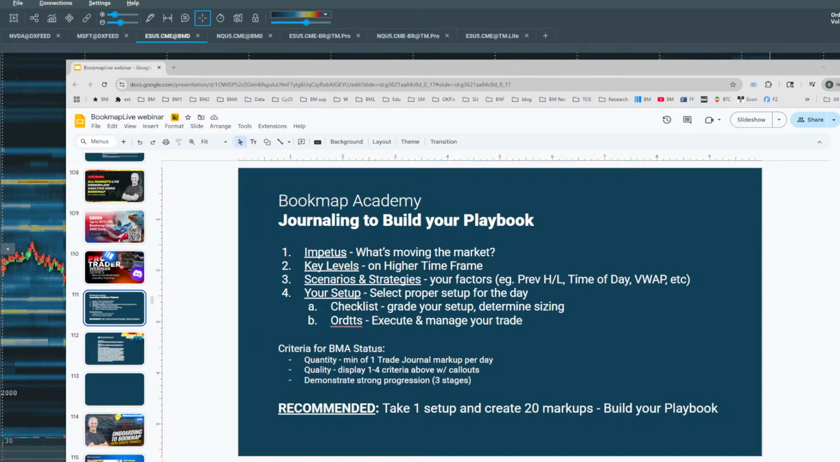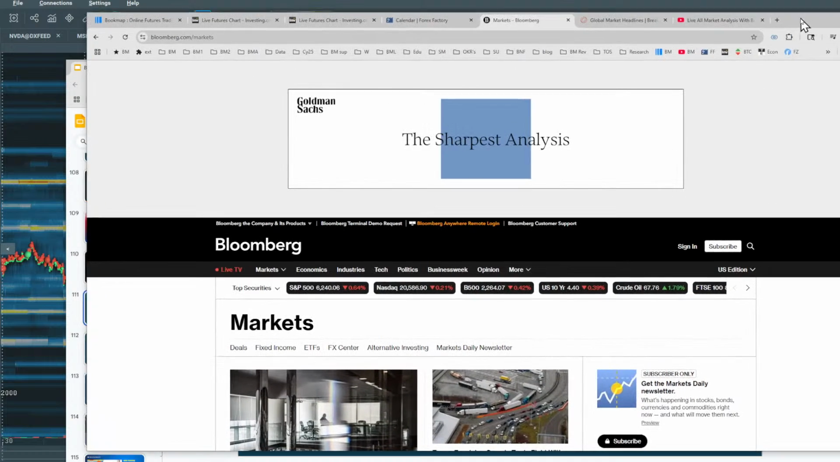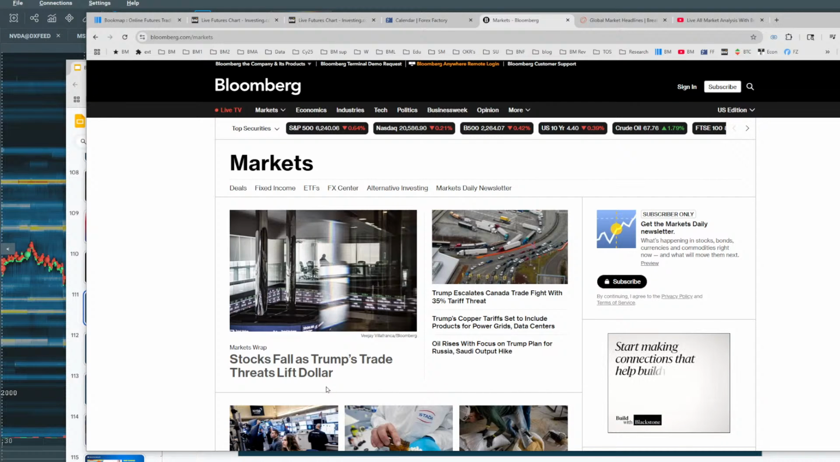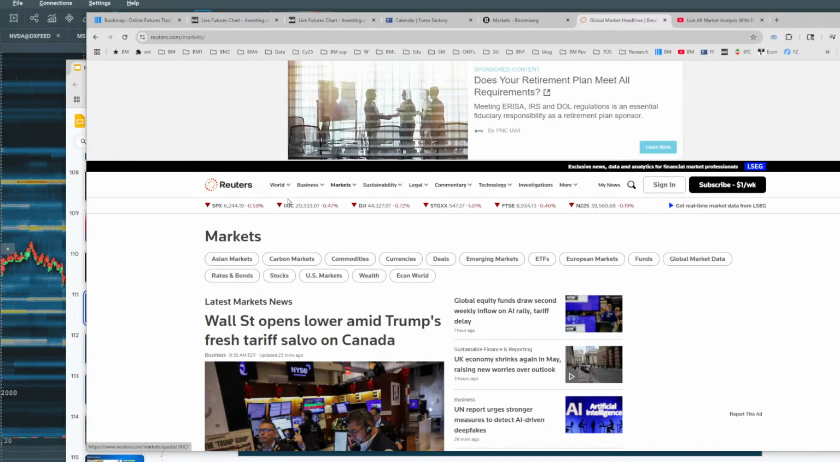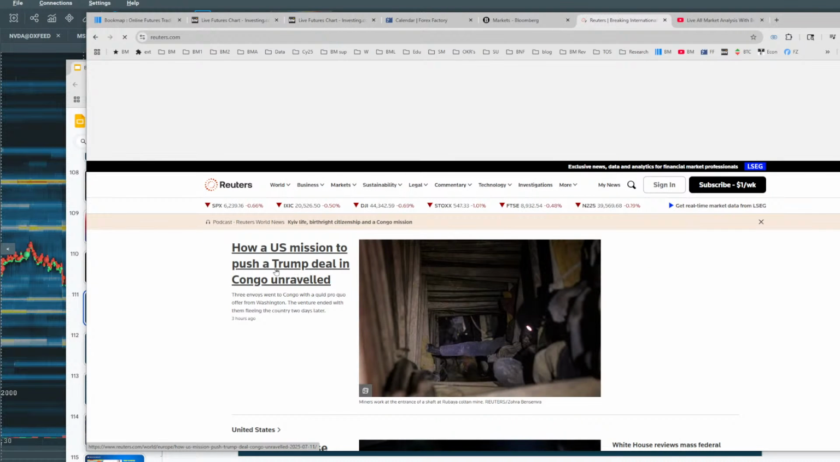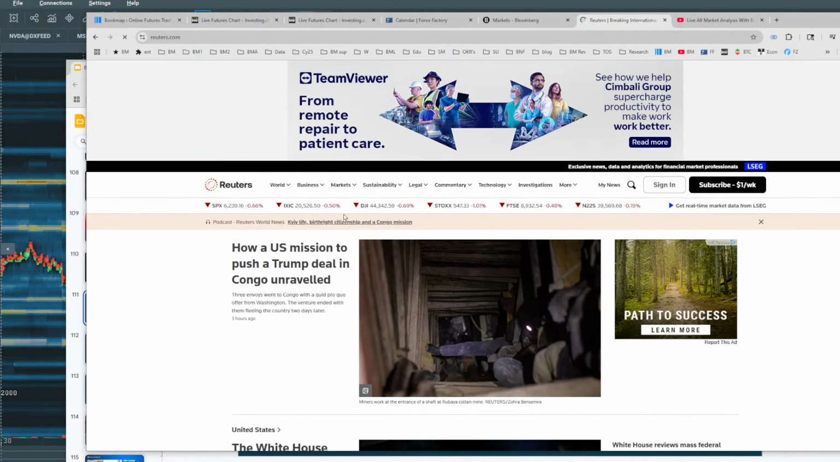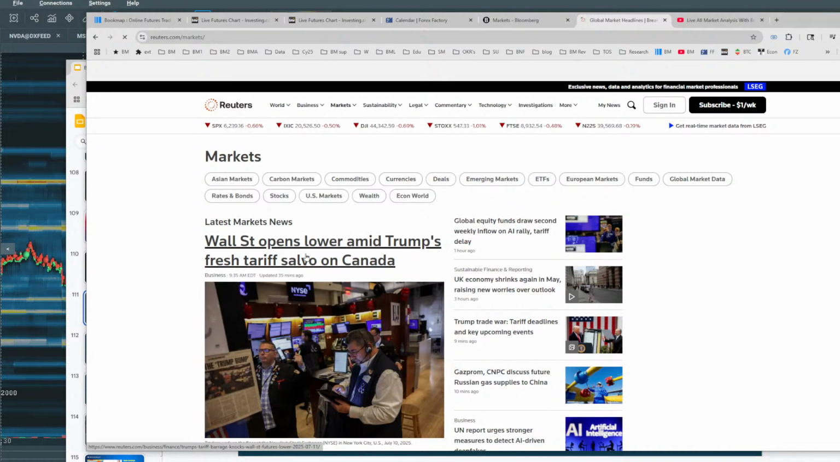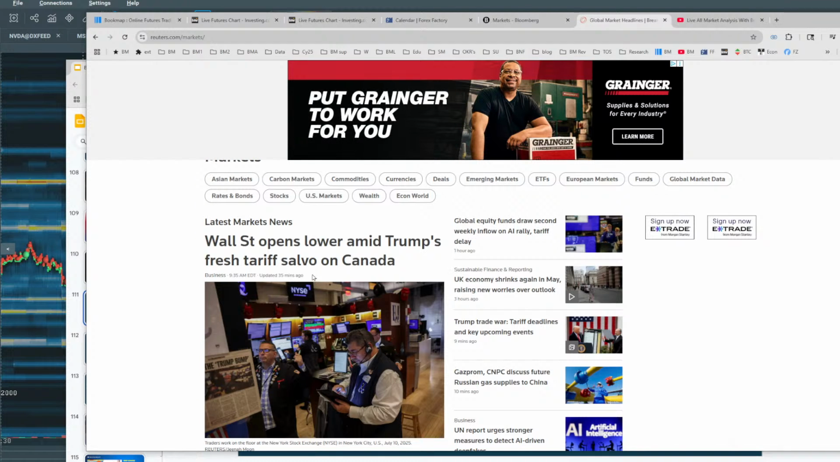Okay, so what is moving the markets? Well, just go to the headlines. Here's Bloomberg, right? And it's right here: stocks fall as Trump's trade threat lifts the dollar. Stephen, just go check it out. Go to Bloomberg and hit the markets section. Go to Reuters, and I usually just hit markets, but you can go to the home page as well. Usually that's more geopolitical stuff, so I just go to the market section. Look, this is about as basic as it can get: Wall Street opens lower amid Trump's fresh tariff salvo on Canada.